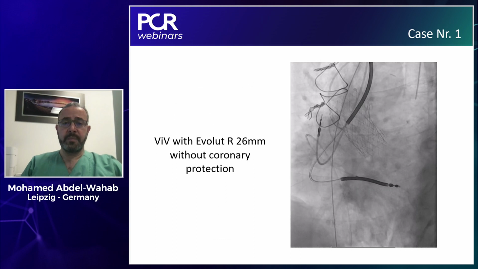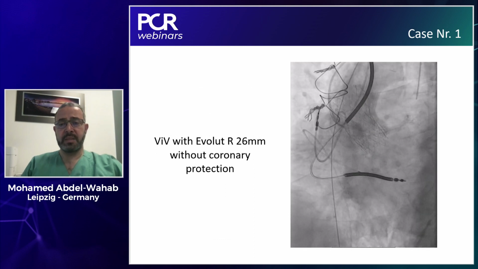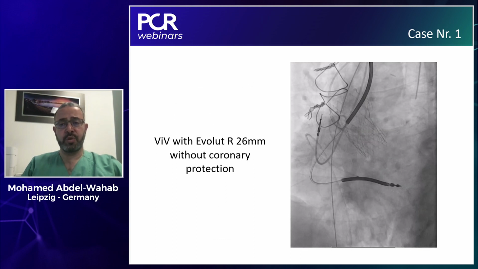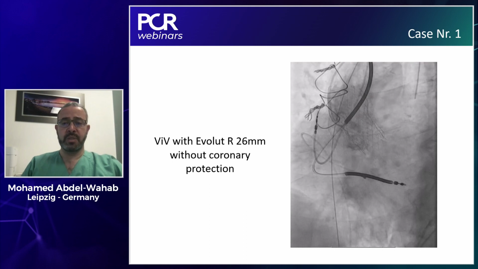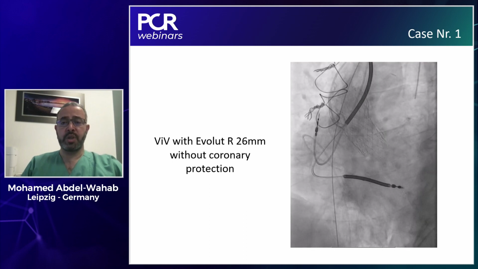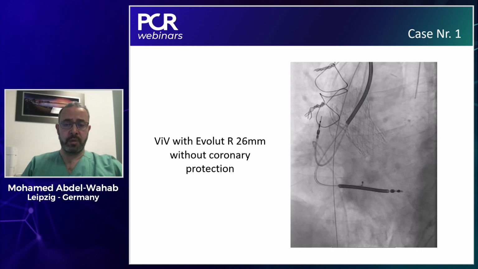And if you see what we did, we actually implanted an Evolut 26 without coronary protection, and the coronaries were fine. You can see here that there's a lot of room despite the low-lying ostium.